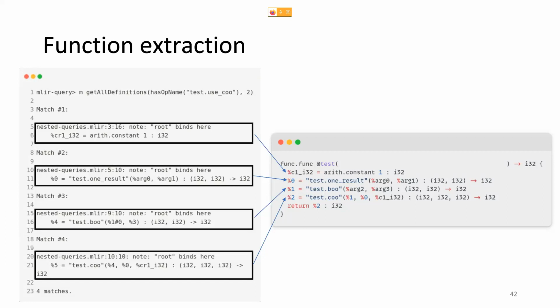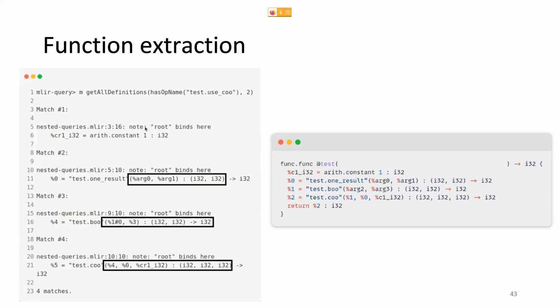And then for the function arguments, it takes all the arguments of our matched operations and then tries to add it to the test. But the problem here is after it adds all the arguments to the test arguments, we see that these functions are redefined. C1, CR1, I32, %0, %4 are redefined. So we need to remove all those extra arguments from the function arguments.